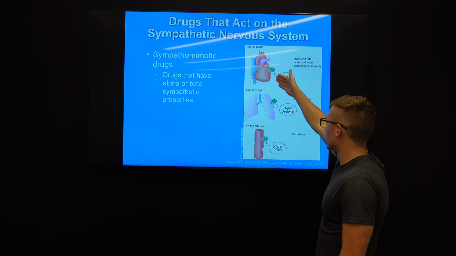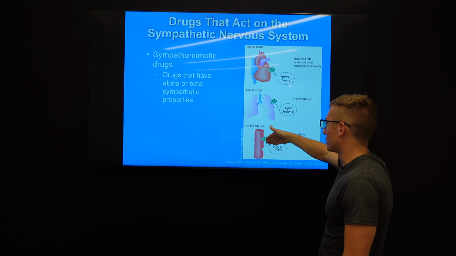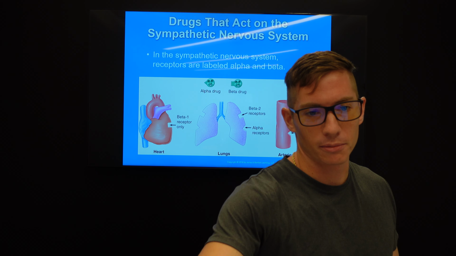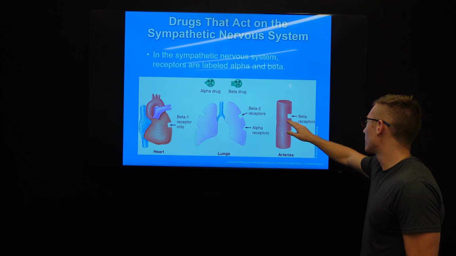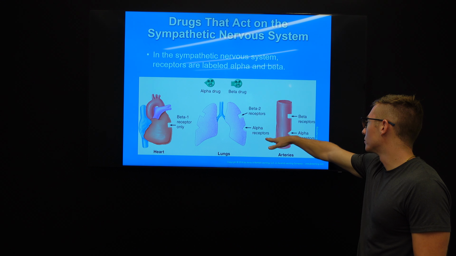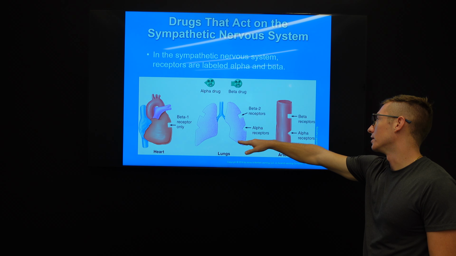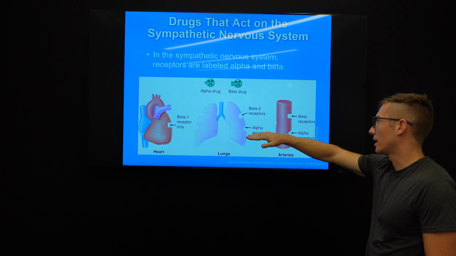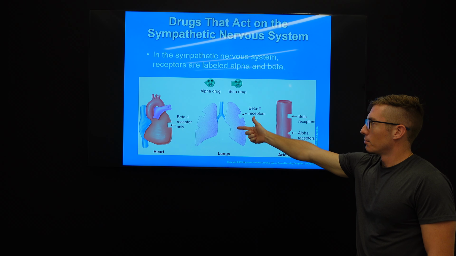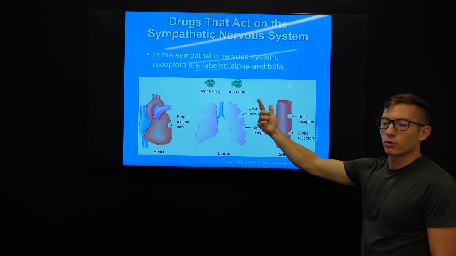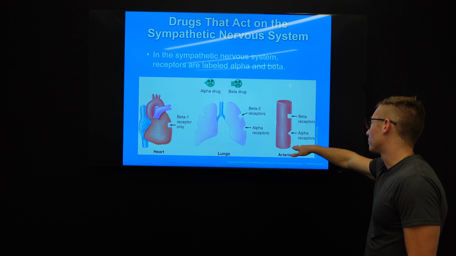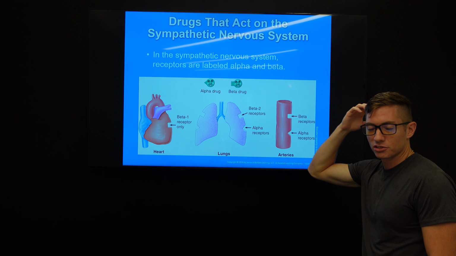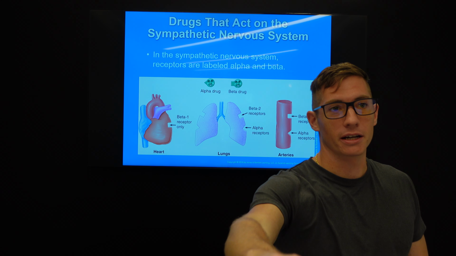So we have alpha and beta receptors, and on the arteries, alpha as well. If we go back, what do we got? Beta and alpha, beta 2 and alpha, and then beta 1. So for beta 2, think of 2 lungs: beta 2 receptors, and then alpha receptors. Beta 1 receptor on the heart, you have 1 heart. Alpha receptors you have on the arteries. So think of the pulmonary artery.